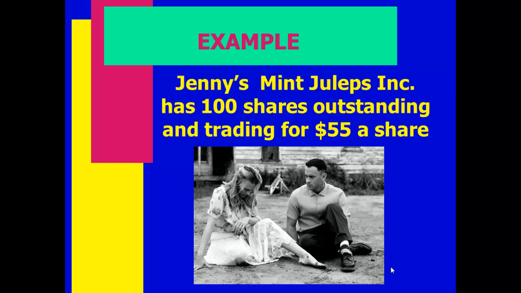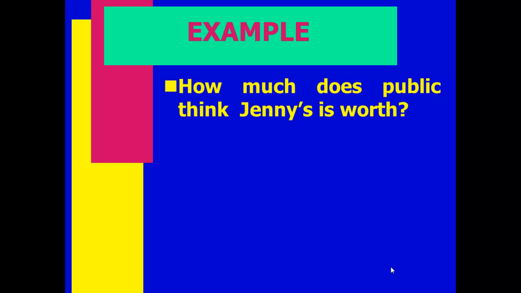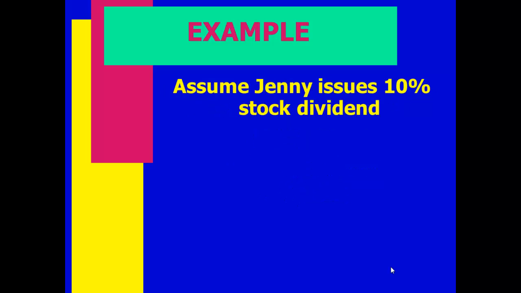Let's do an example. We have 100 shares outstanding and it's trading for $55 a share. 100 shares outstanding, $55 a share. How much does the public think that my company is worth right now? If ownership in my company is represented by 100 shares trading for $55 a share, $5,500 must be what the public thinks my company is worth. We just multiply it. I'm going to do a 10% stock dividend.